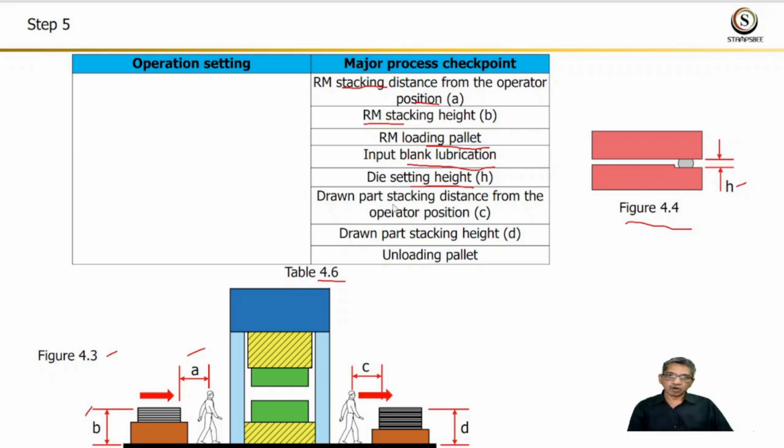Next point is drawn part stacking distance from the operator position. It should not be more than maximum shoulder grip length, that is 715 mm from the operator position. In figure 4.3, it is denoted by letter C. Drawn part stacking height. It should not be more than the maximum elbow height, that is 1180 mm. In figure 4.3, it is denoted by letter D. Last point is unloading pallet. It should be as per the approved logistic sheet.